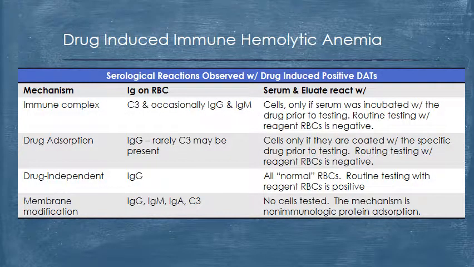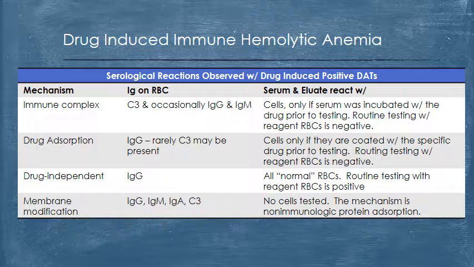Now, drug-induced hemolytic anemia. These would be considered iatrogenic situations where it's due to treatment, some drug treatment that the patient is on. Okay, and you need to be aware of the patient history so that you can predict when this might be a situation.